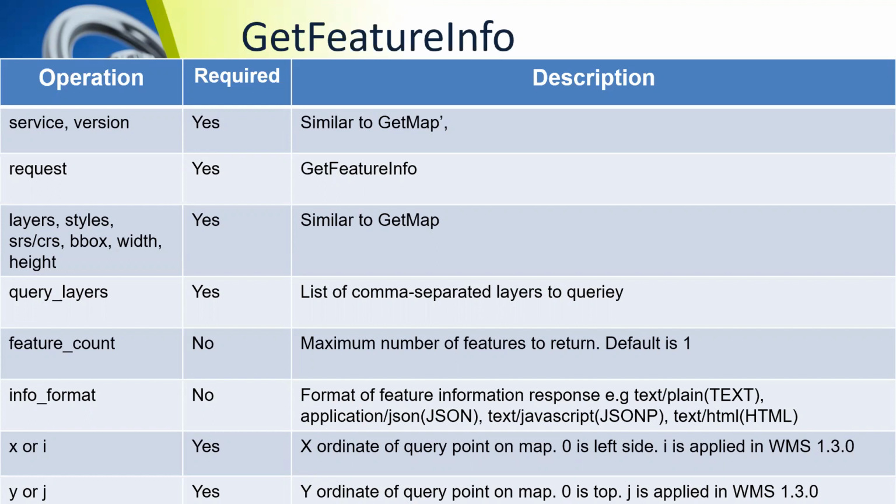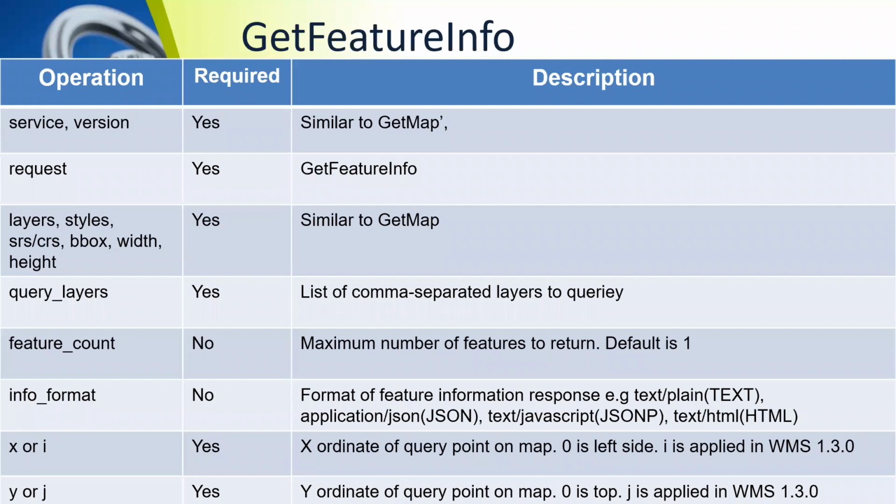Then we have QUERY_LAYERS. QUERY_LAYERS is also mandatory, because we want to get feature information, so there is some sort of querying that we should do. Inside the query layers, we have a list of comma-separated layers to query. The typo here should be layers to query. Then we have FEATURE_COUNT. The feature count is not mandatory, but you can add it nevertheless, and it returns the maximum number of features, and the default is 1. It should return at least some feature.